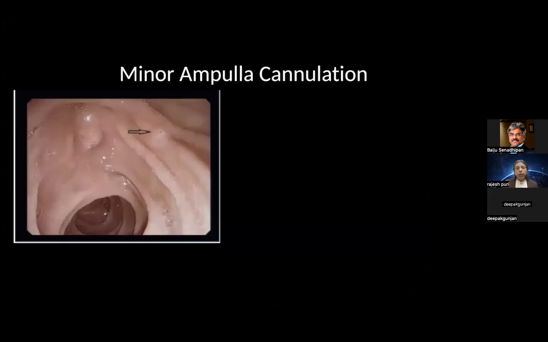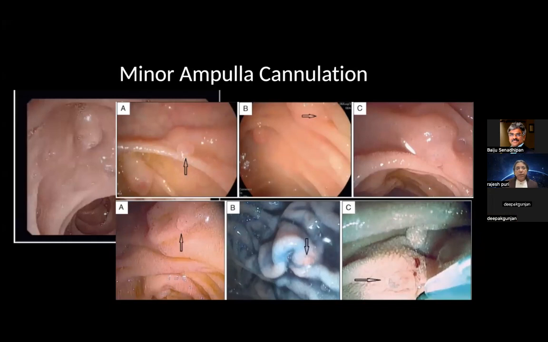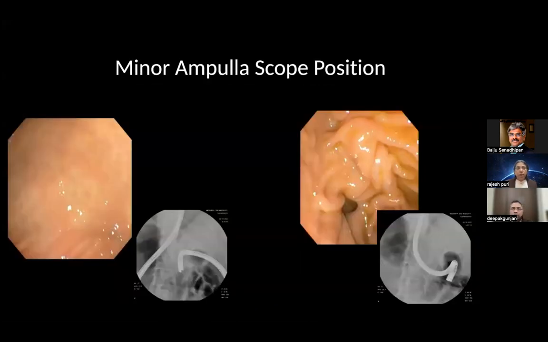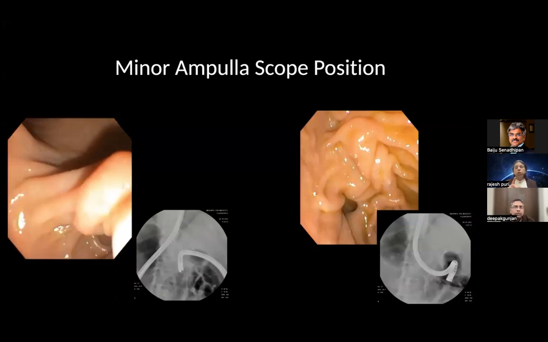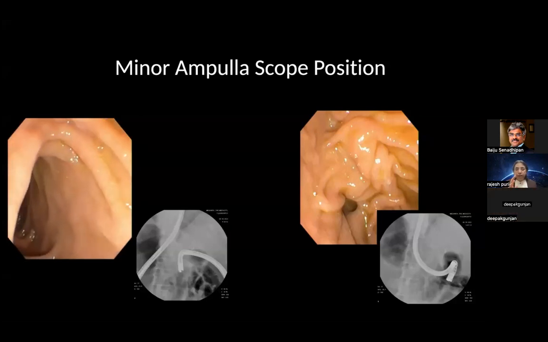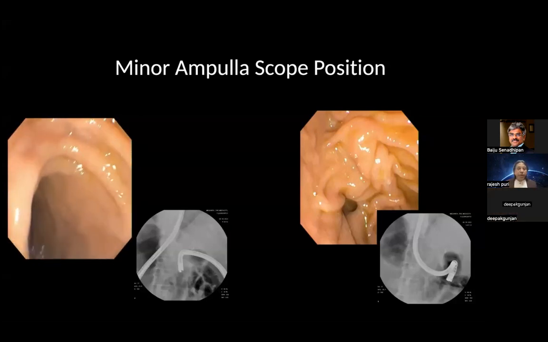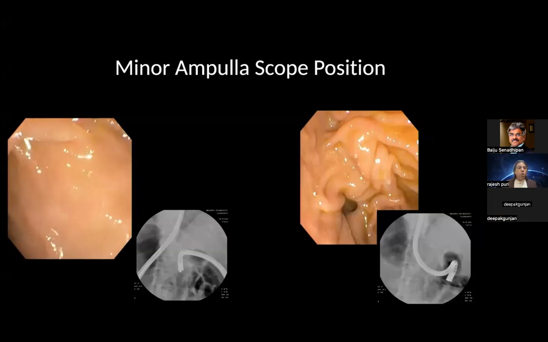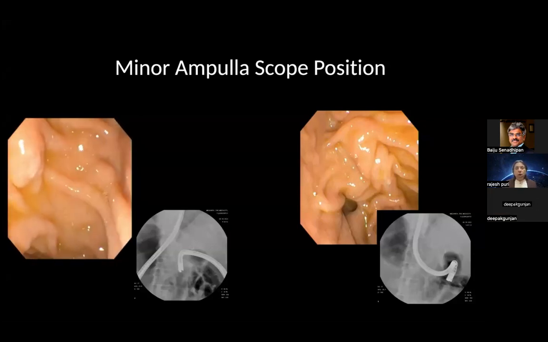Now, the cannulation of the minor ampulla is a tricky situation. Again, the minor ampulla is situated proximal, on the right side of the major papilla, at around 2 centimeters. And sometimes it is very difficult to cannulate the minor papilla. And what are the tricks? As I said, the most important thing is the position of your scope, making the correct axis and using the correct direction, which is mandatory. And that is either in the long loop position or in the semi-long loop position.